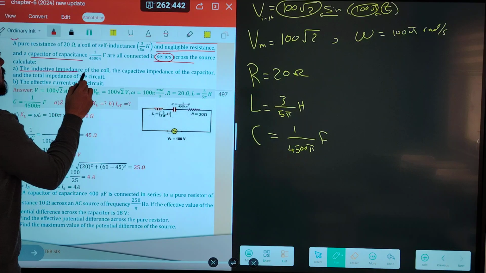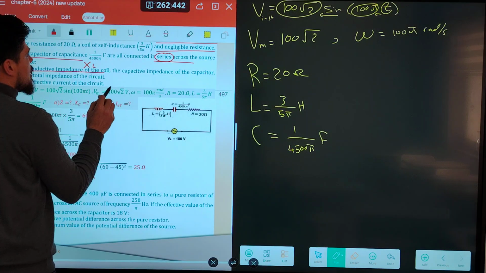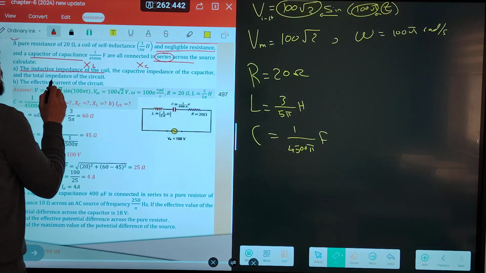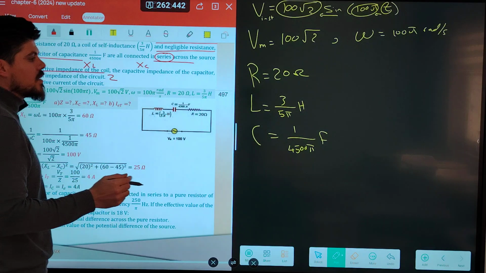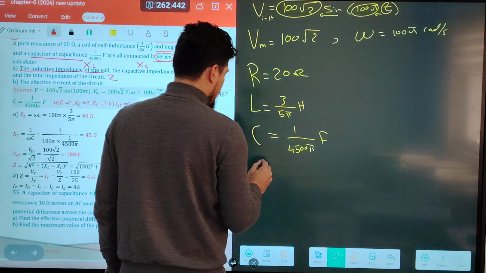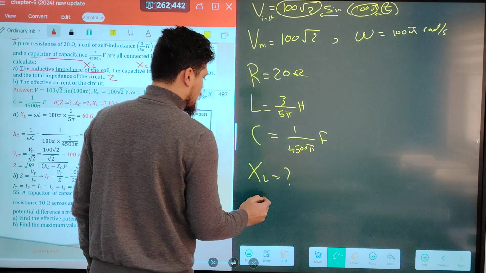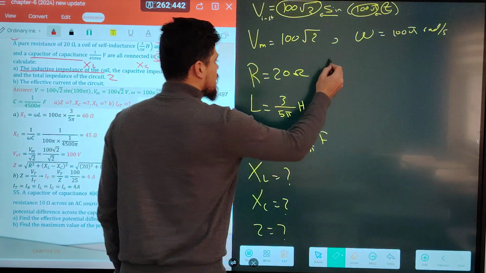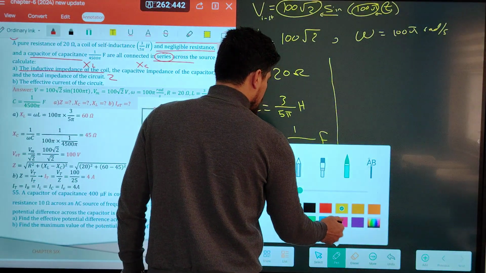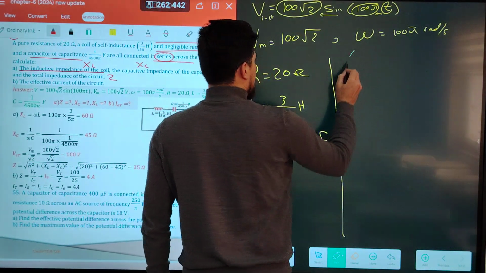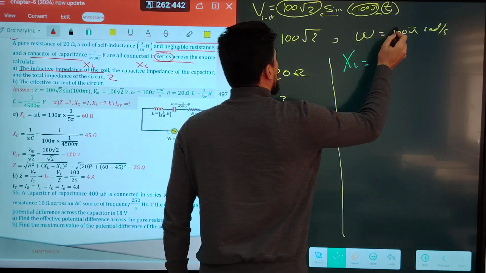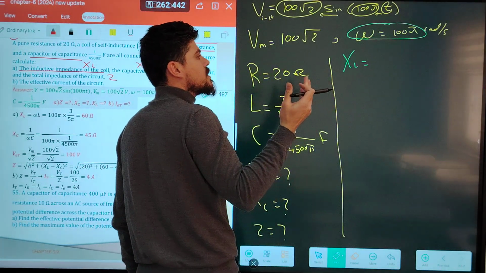The inductive impedance of the coil, XL. Capacitive impedance, XC. And the total impedance, Z. What is unknown? XL, unknown. XC, unknown. The total impedance, unknown. How can you determine XC, XL at first? XL is equal to what? 2 pi FL or omega L? Omega L. Why? Because we have omega, not frequency.